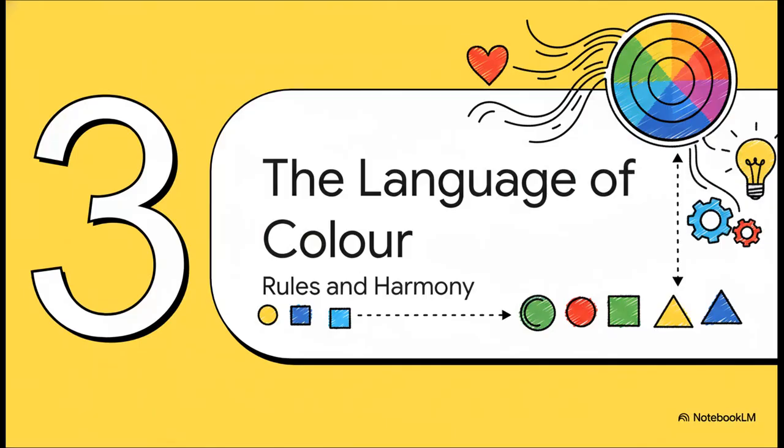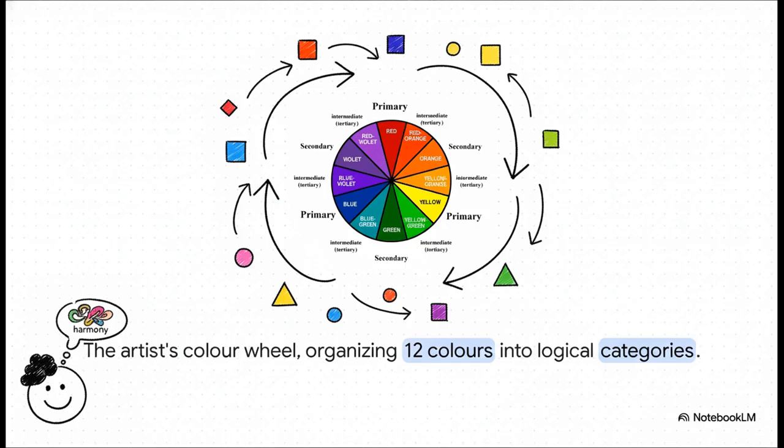All right, so we have our building blocks. But now let's talk about the element that probably has the biggest emotional punch of all, color. And picking colors isn't just about what you like. Oh no, it's a science with its own rules and its own language for creating beautiful, harmonious combinations. And this right here, this is the master key, the color wheel.